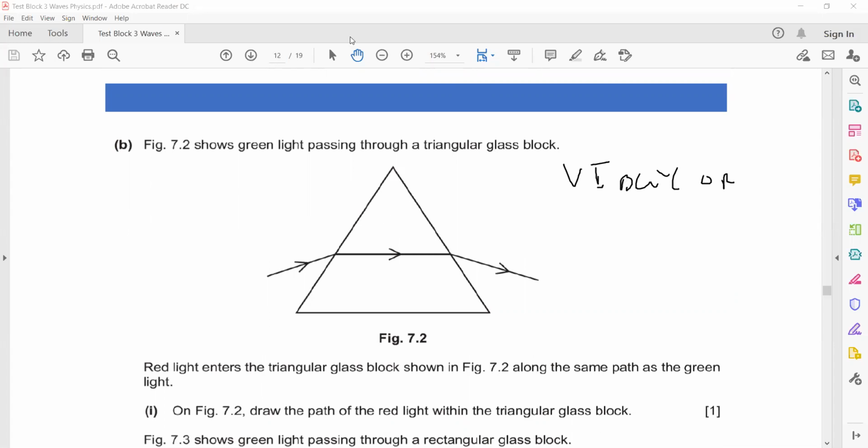So if I draw the normal, this is the normal, so the deviation of the red from the original path should be less, but you should not make it go up. It should bend towards the normal. Even if you cannot draw it straight, it should bend toward the normal, but with slight bending as compared to that of green, and then bend away from the normal.